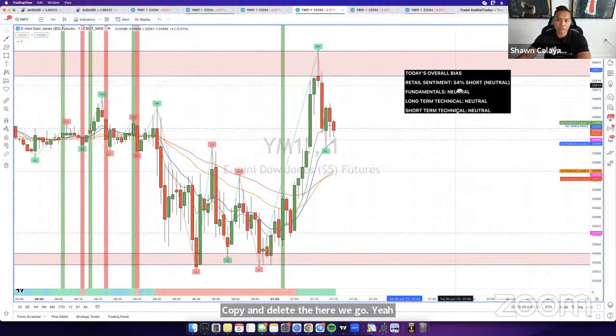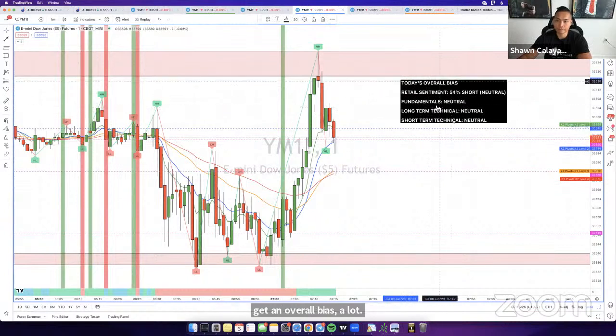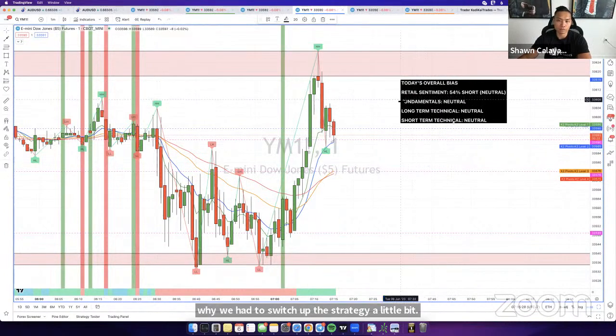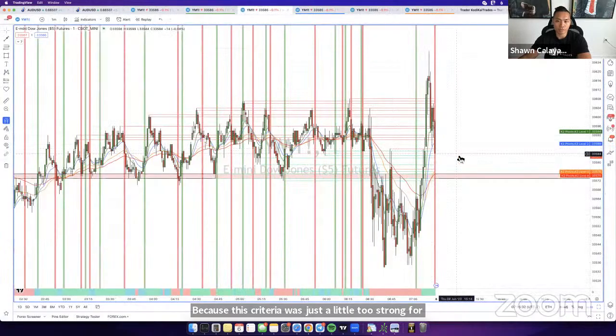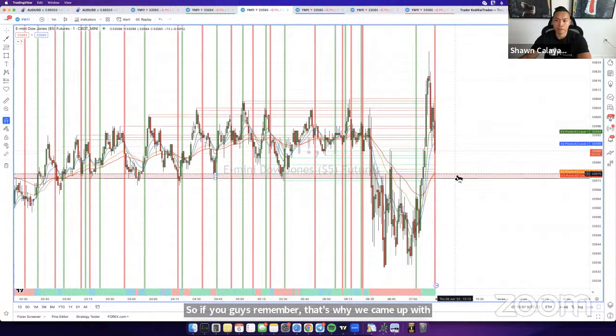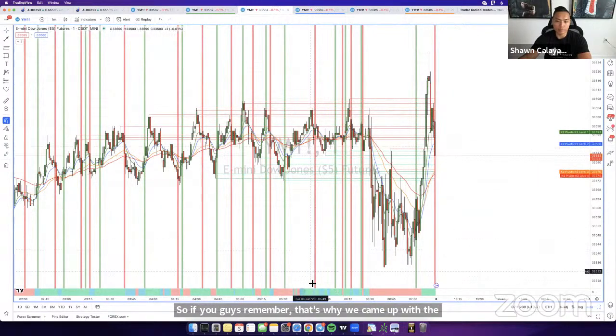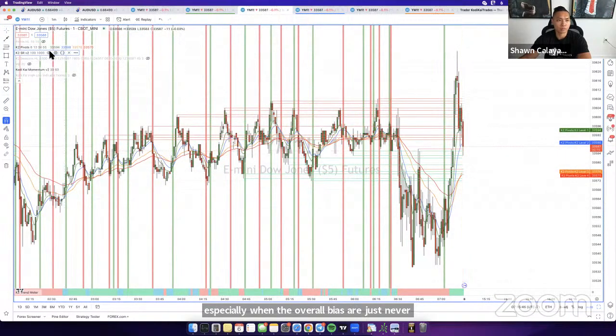Yeah, it's just a lot of patience because during the summer, you're not going to get an overall bias a lot. That's why we had to switch up the strategy a little bit because this criteria was just a little too strong for the summer market. So if you guys remember, that's why we came up with the SR rejection scalp, because the criteria just wasn't able to be met, especially when the overall bias is just never there because the market was so slow.